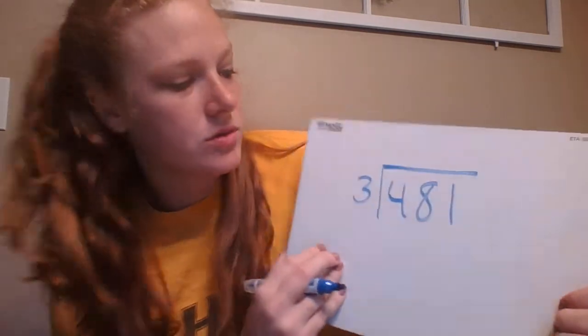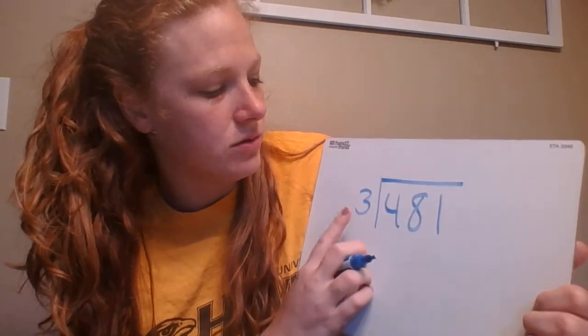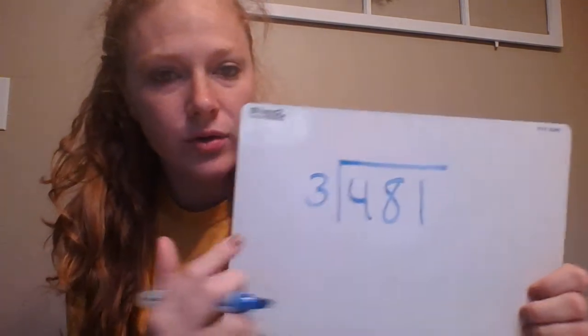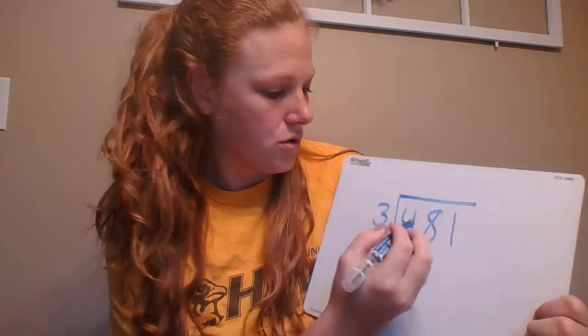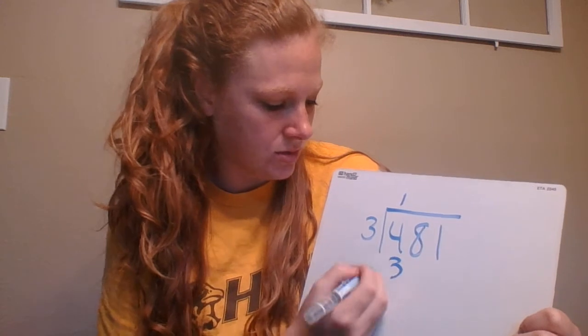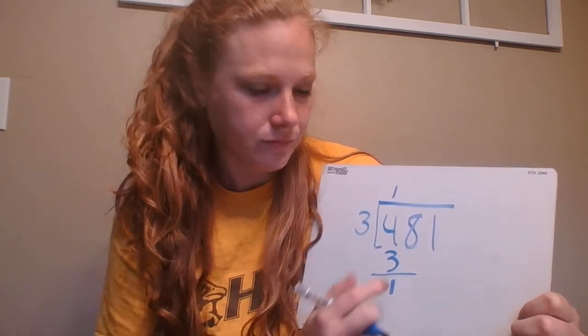We're going to do one more, or actually we're going to just jump to division now. So we're going to do 481 divided by 3. So 481 dividido de 3. So the first thing I ask myself is how many times can 3 go into 4? 3 can go into 4 one time. So I write my 1. 1 times 3 is 3, and I subtract those two numbers, and I get 1.